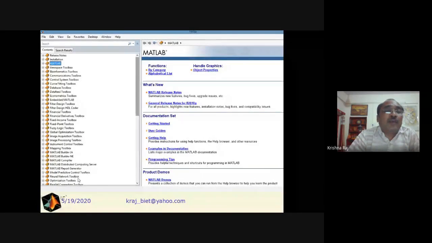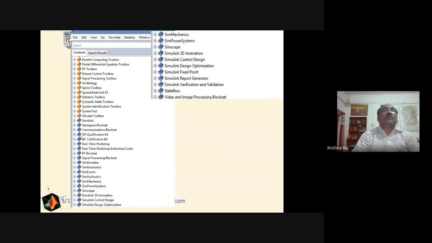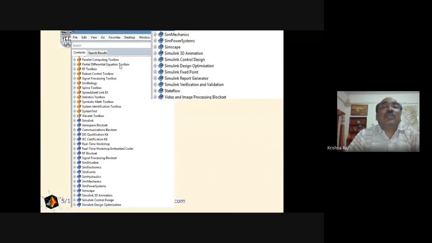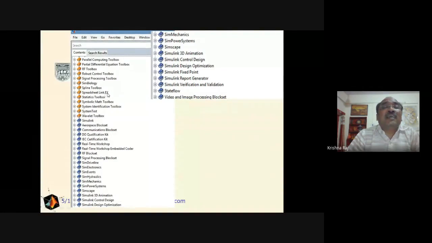network toolbox, optimization toolbox. Now see some more toolboxes here. The parallel computing toolbox, partial differential equation toolbox, RF toolbox, radio frequency, robust control toolbox, signal processing toolbox, SimBiology toolbox, SimPowerSystems toolbox, and Spreadsheet Link, and the statistics toolbox, symbolic math toolbox, system identification toolbox, system test.